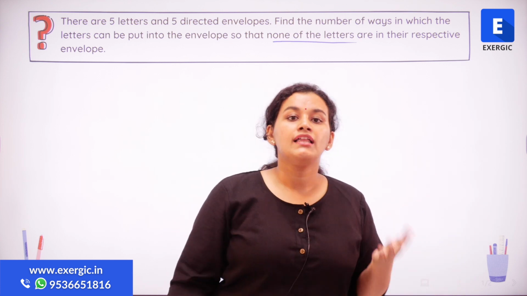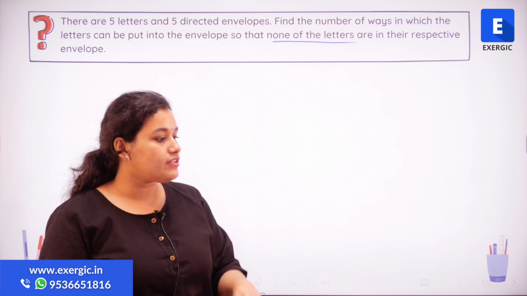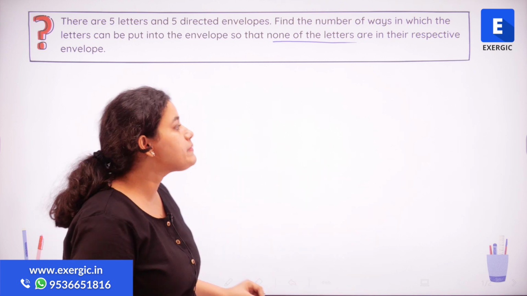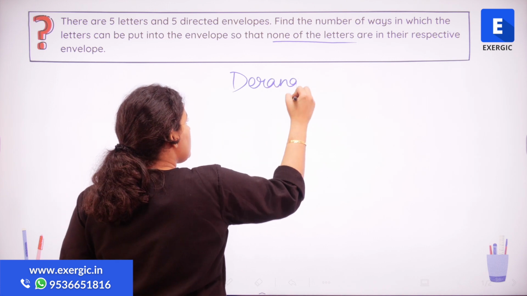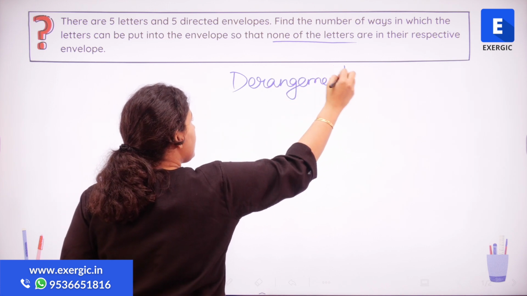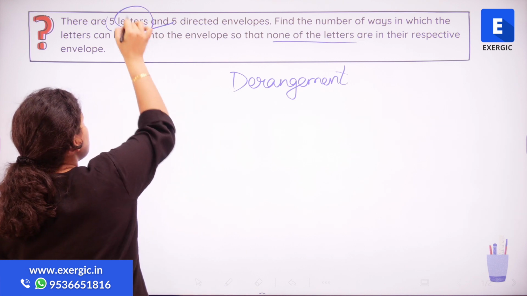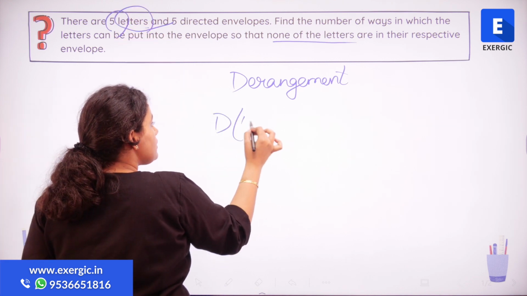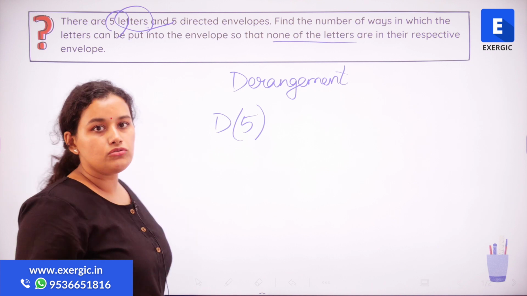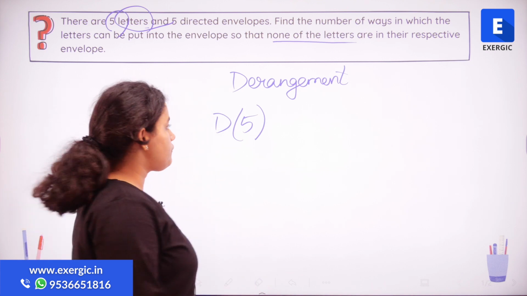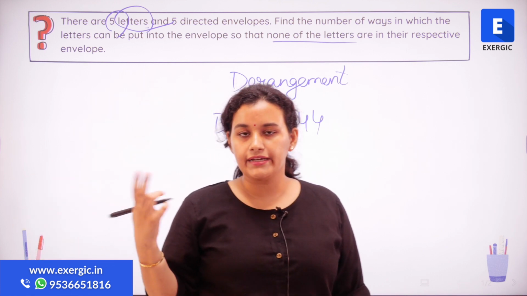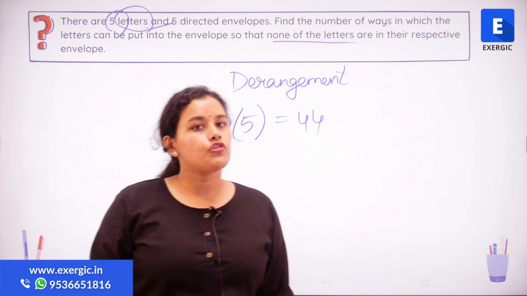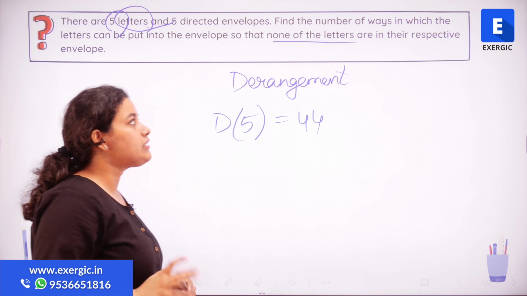So when I know that the question is saying that none of the letters are in their respective envelopes, then it's a straightforward question of derangement. And what am I going to do? I'm going to just look at the number of letters that has been given to us. So we have 5 letters, and I'm going to just find out the derangement value of 5. If you remember this, you will be able to solve it in 1 or 2 seconds. D5 is 44. Or you could also plug in the value in the expression and find it out.